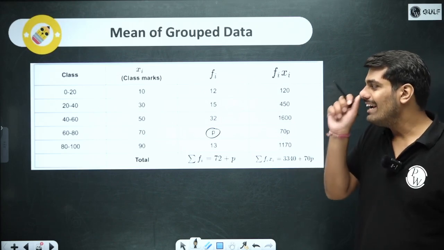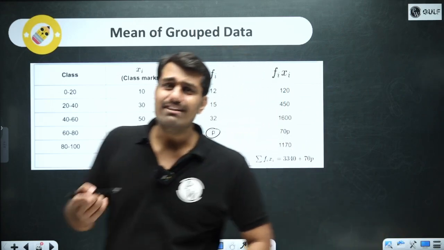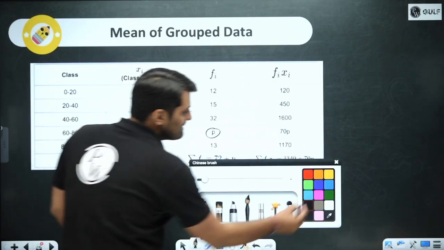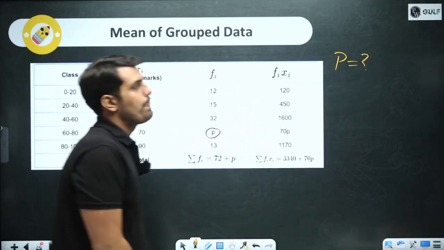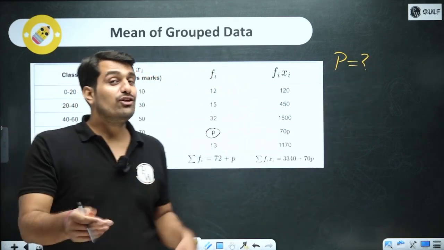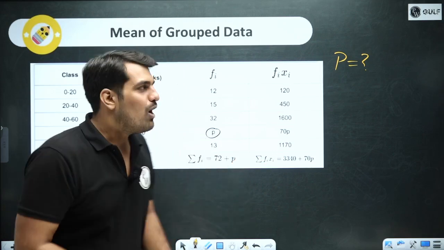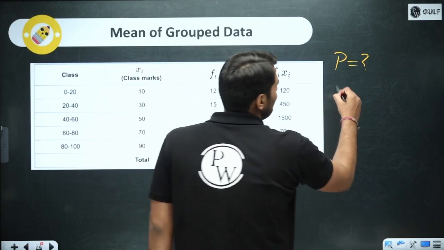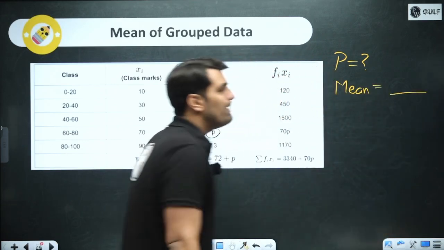Now, how will you get to know the value of P? For such a problem, since we are having one unknown, what is that one unknown? The one unknown over here is simply P. P is the missing element, one of the frequencies which is missing. So when we have one unknown, we should have one equation to help us calculate that one unknown. So how will you get that one equation? In this case, the mean will be given to me.